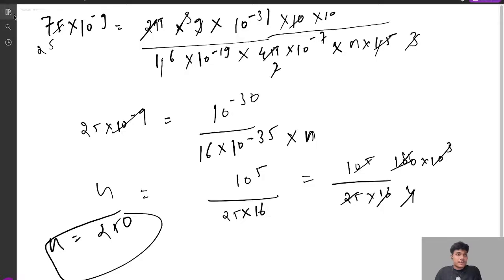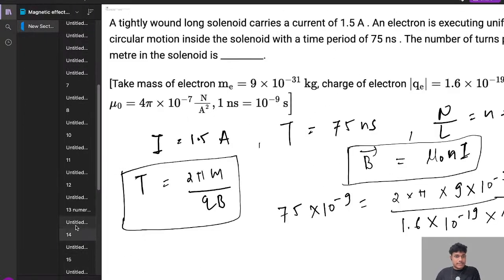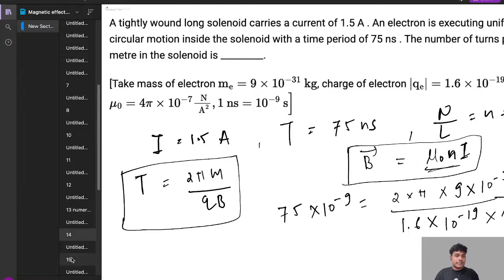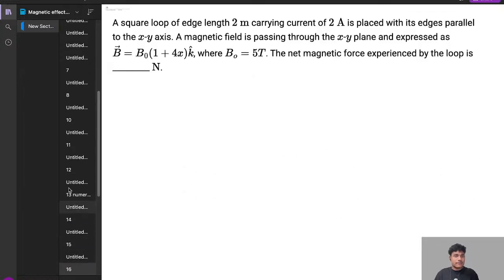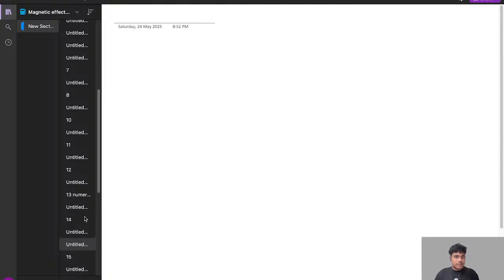Now move to the next question. Here n is 250. Okay, what I'm doing is I just find the magnetic field due to the solenoid inside it, that is mu naught nI, and put it into the formula of time period, that is 2 pi m by qB. Let me tell you how we can find the formula.